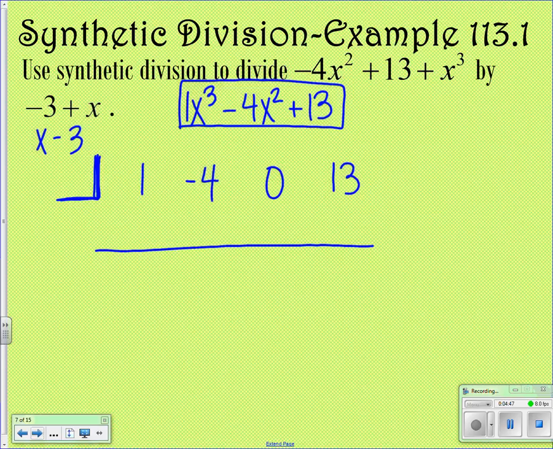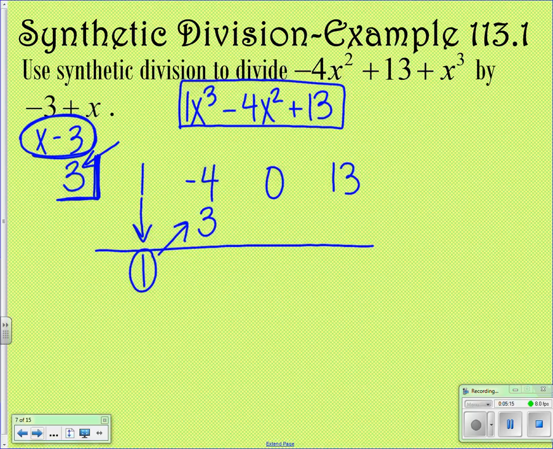And you always take, when you have x minus 3, you're always going to take the opposite of your number. So x minus 3, we're going to put a 3 here, because the opposite of negative 3 is 3. So you bring down the first number and you just write it as is. Then you're going to take whatever number is here and you're going to multiply it by this 3. So 1 times 3 is 3, and that number is going to go right here.